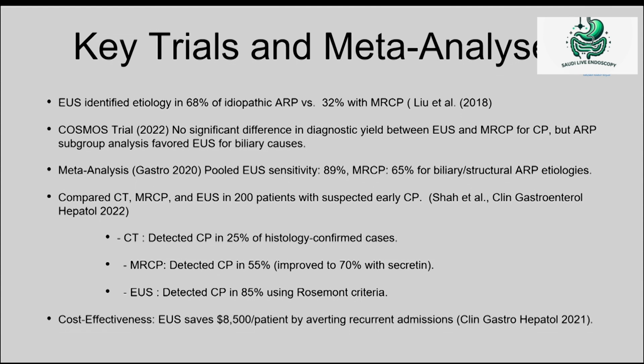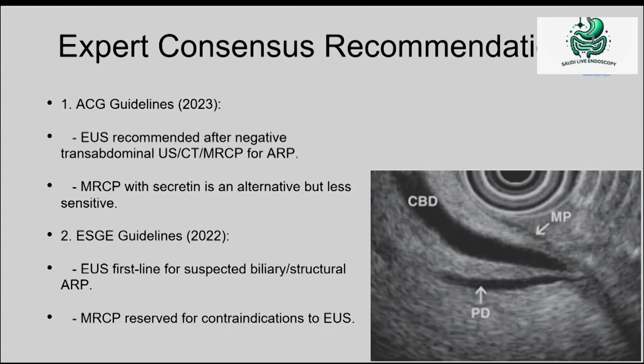What is the cost effectiveness? If you say, I will admit every patient with acute pancreatitis, I have to go for an EUS. Yes, because EUS can save almost $80,000 per patient by preventing another attack or another admission to the hospital.